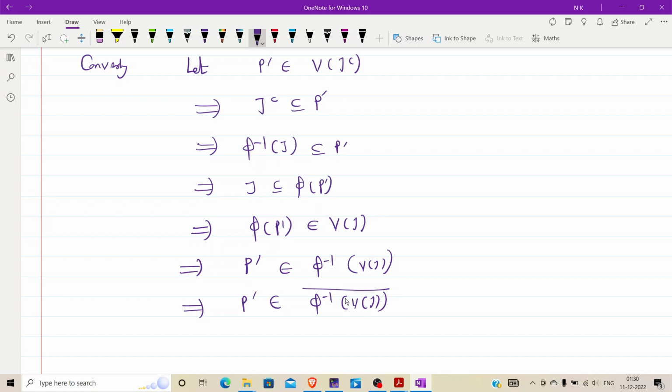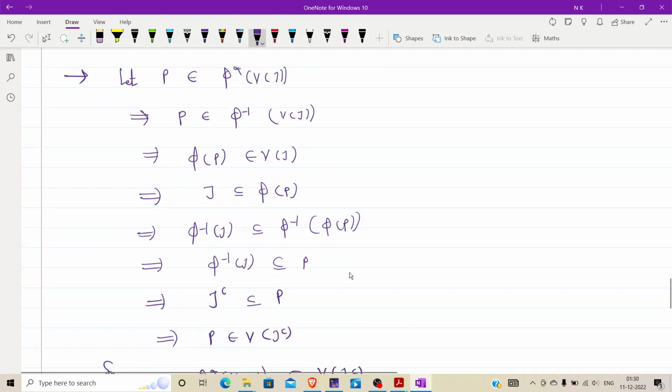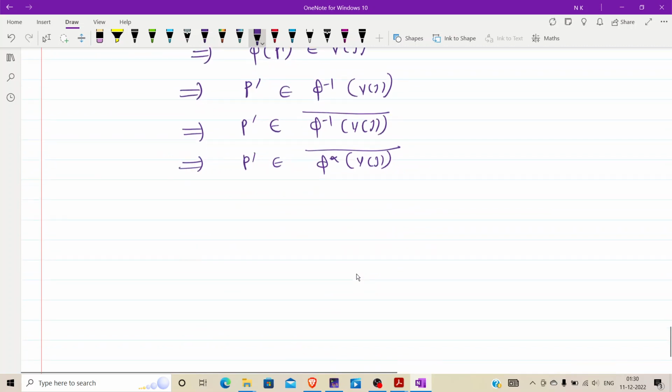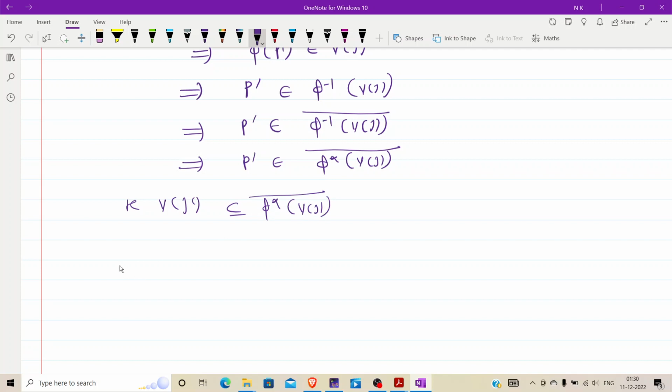Okay, because every set is contained in its closure. So this implies P dash belongs to phi star of phi inverse of V of J, which means phi star of V of J closure. So this proves reverse inclusion, right? So what I showed is that V of J contraction is a subset of phi star of V of J closure.